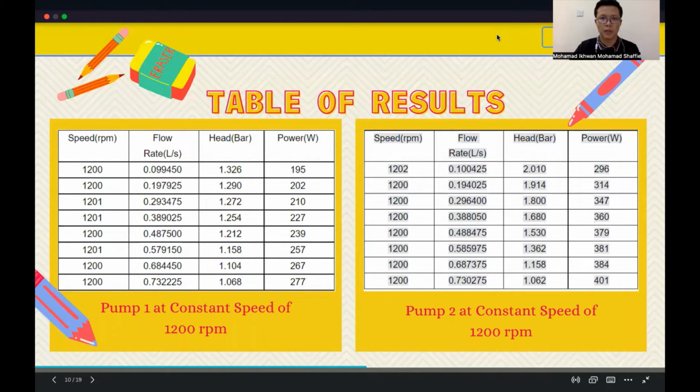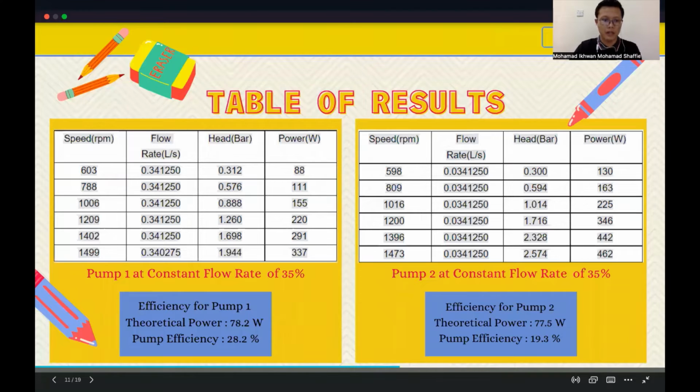Assalamualaikum warahmatullahi wabarakatuh. My name is Mohamad Ikhwan bin Mohamad Shaffie. As for my part, I will be focusing more on the results section. This particular page is dedicated to the constant speed of 1,200 RPM for both pump 1 and pump 2. This page, on the other hand, is for the constant flow rate of 35%, also for pump 1 and pump 2. As you can see at the bottom of the tables, we have included the theoretical power and pump efficiency for these two pumps.